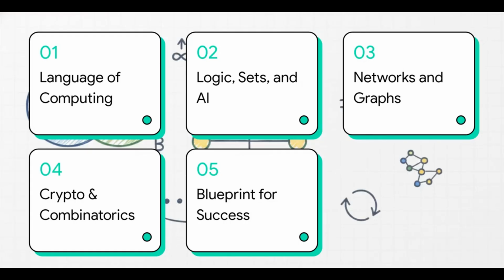Today, we're breaking down this 125-point course syllabus into 5 main areas: the secret language of computing, logic, sets, and AI, navigating networks and graphs, cryptography and combinatorics, and finally, your blueprint for success.